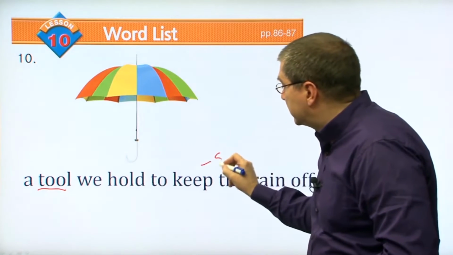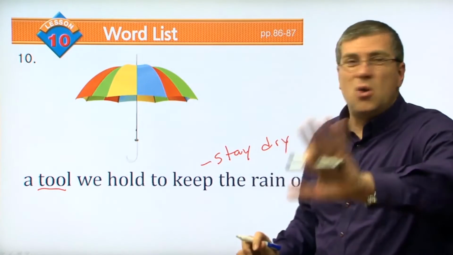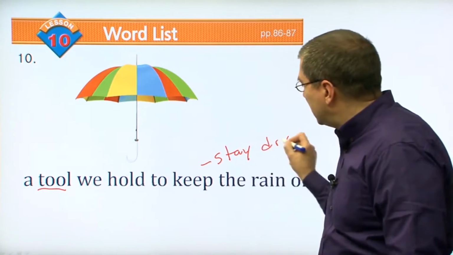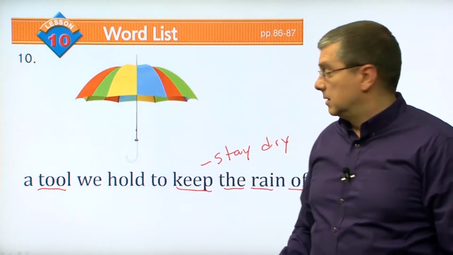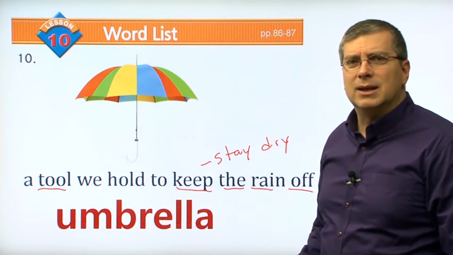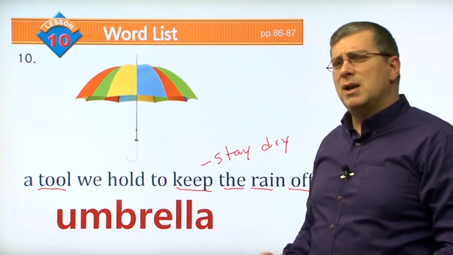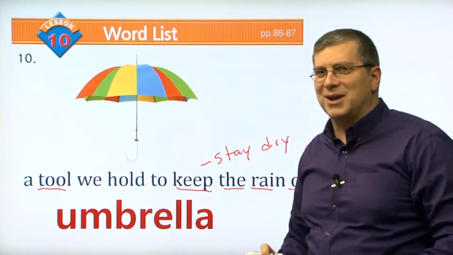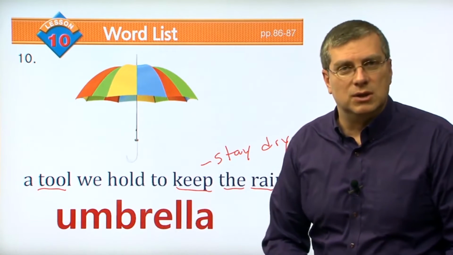You want to stay dry, right? You don't want to get wet. You want to stay dry. You want to keep the rain off. What is it? Usan in Korean, umbrella in English, okay? So I'm sure you have a usan. Do you have an umbrella at home? I'm sure you do, okay?